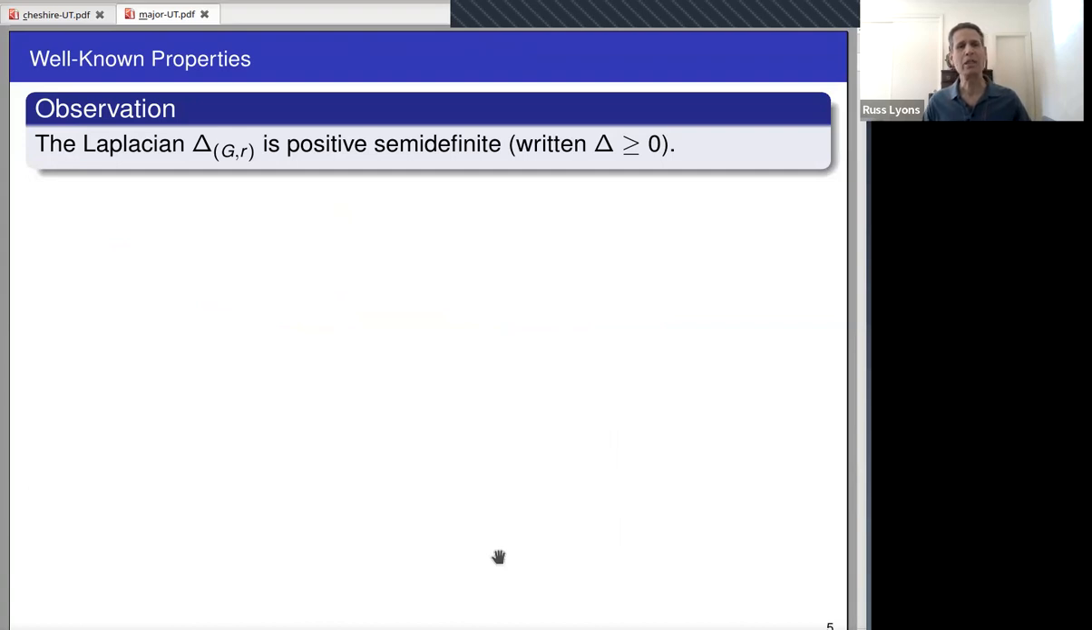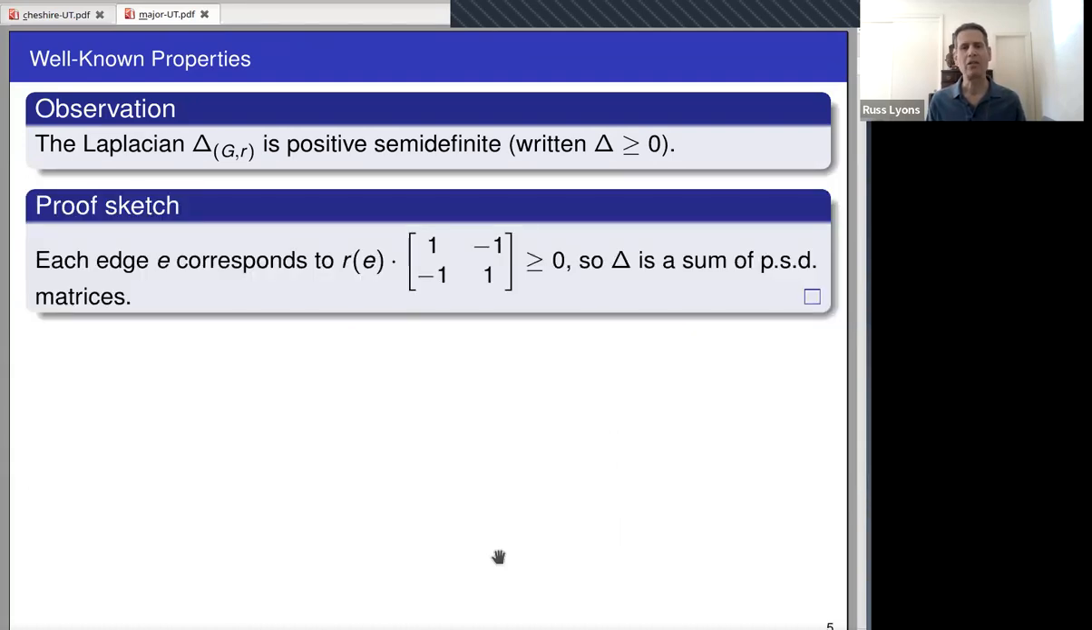The Laplacian matrix is positive semi-definite, which we will write as delta greater than or equal to 0. So why is this? Each edge, remember, we put in this rate RV, negative it on the endpoints, and it contributes to the sum on the diagonal elements. In other words, there's this 2 by 2 where the 2 by 2 particular rows and columns correspond to which edge it is, multiplied by RV. And this 2 by 2 is easy to see. It is positive semi-definite. So it's a sum of positive semi-definite matrices, and therefore it's positive semi-definite, just by definitions. Very simple.